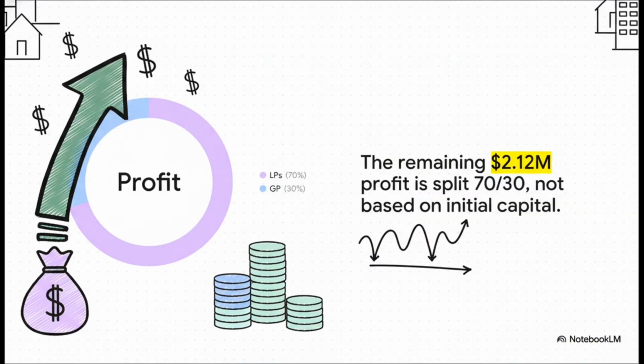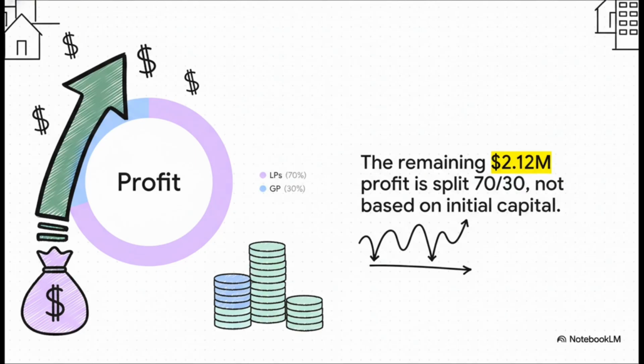Let's just do the math real quick. We had $5 million in profit. We paid out $2.88 million in that preferred return. That leaves us with $2.12 million. Now, this final chunk of cash is often split on a 70-30 basis. The LPs get 70%, or about $1.48 million, and the GP gets 30%, which is around $640,000.